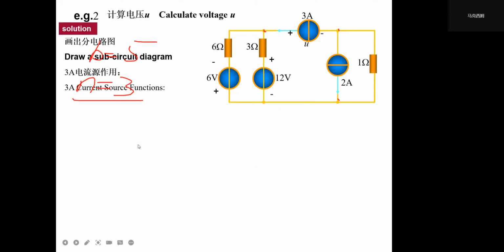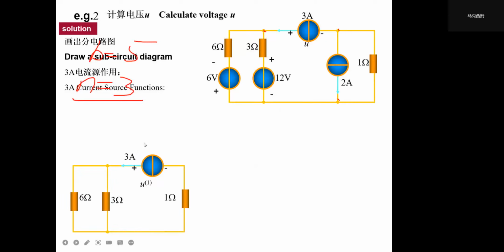So first is when the 3 ampere current source works, and we just remove all the other sources. We just short circuit the 6 ampere and 12 ampere voltage sources. So there's no voltage source in the first and second branch. And we cut the 2 ampere branch.